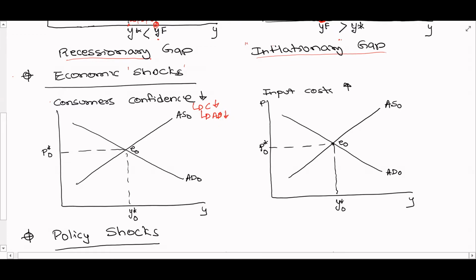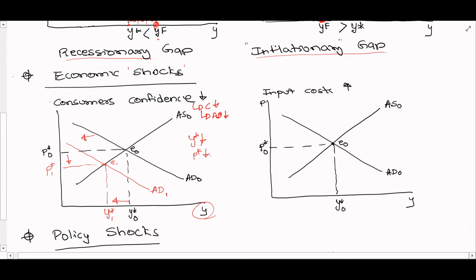And so because consumer confidence is affected negatively, the aggregate demand will be lower, and this will be reflected by a shift of aggregate demand to the left, and so the GDP will contract, Y star will be lower, and your prices will also be lower, so P star will also be lower, right?